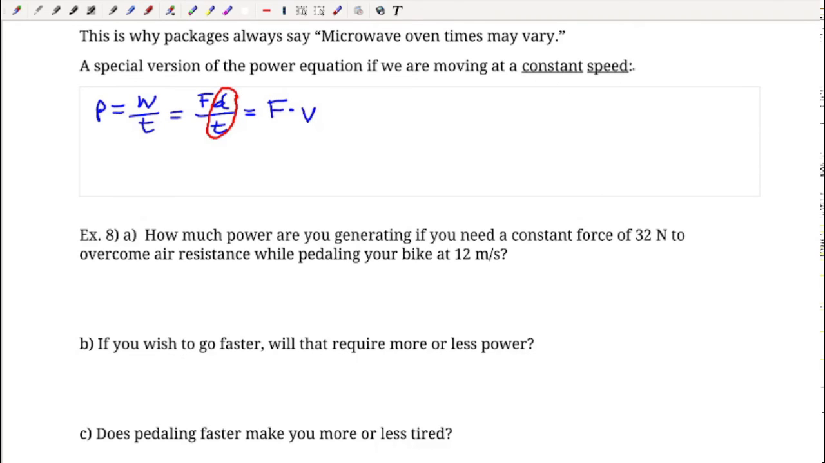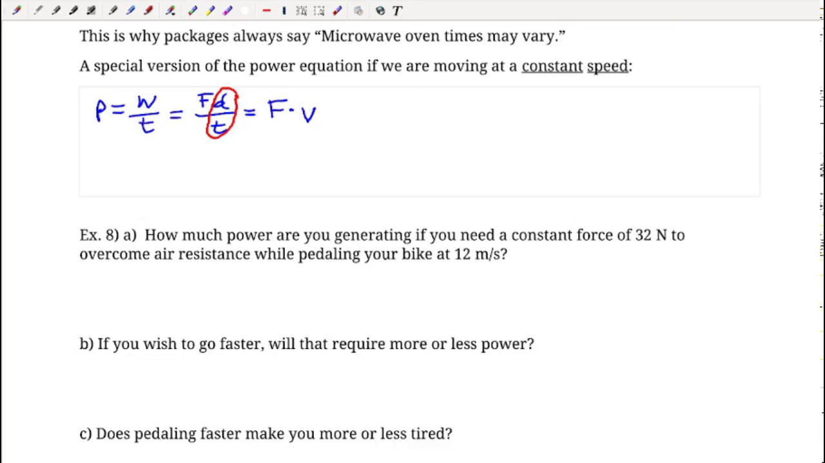Now it is important that my velocity is a constant speed. The original power equation will work whether you're moving at a constant speed or not. But this version with velocity in it, or speed in it if you like, only works if we're moving at a constant speed. So we're going to use that in example number 8.